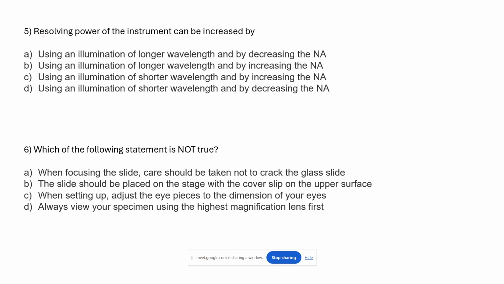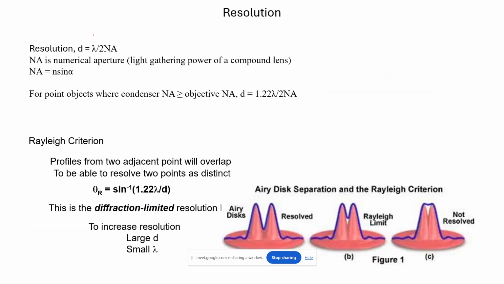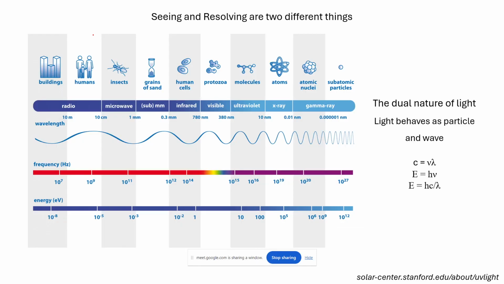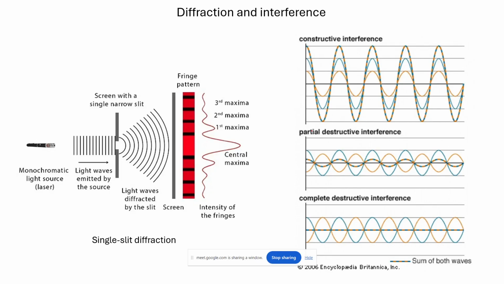If we need to resolve two things, we said in our previous slides that if we want to see larger buildings, that requires lower resolution, but if we want to see atomic nuclei, then we require a lower wavelength, higher energy.